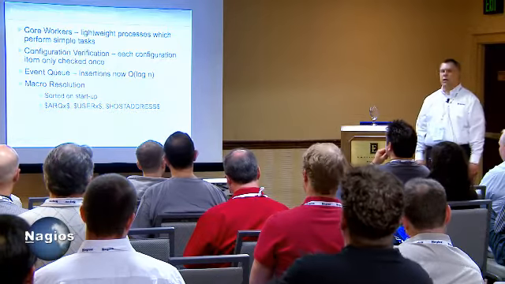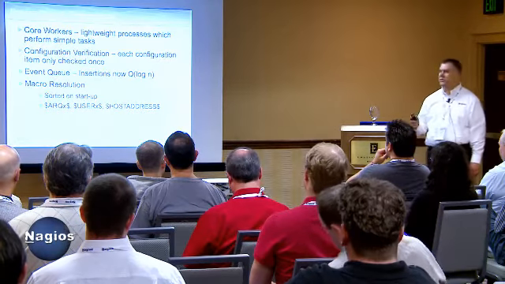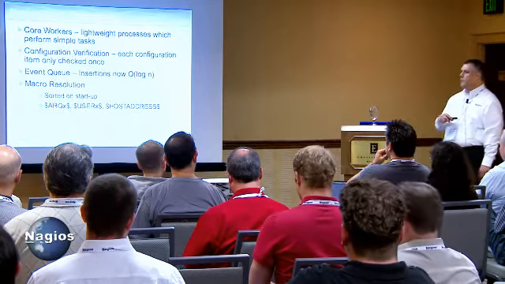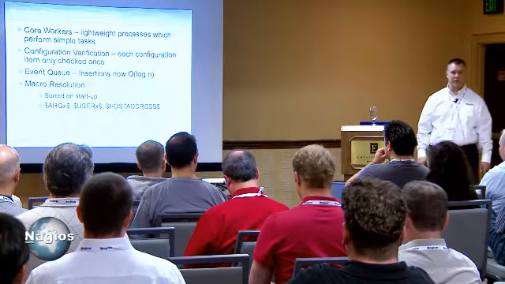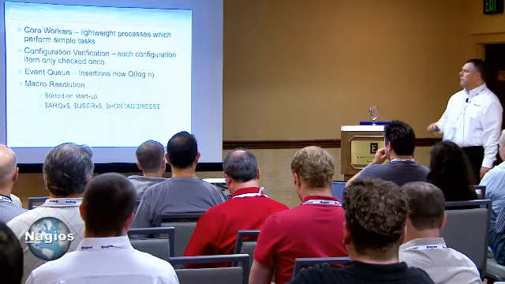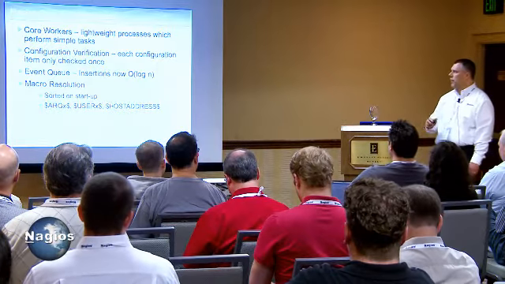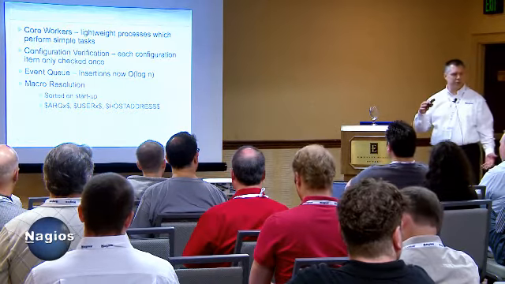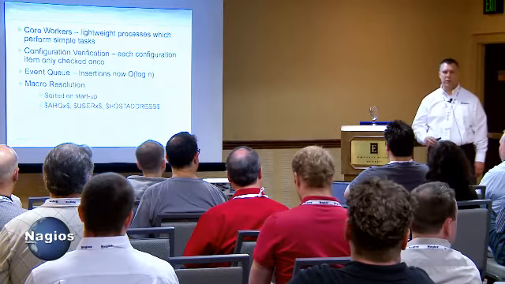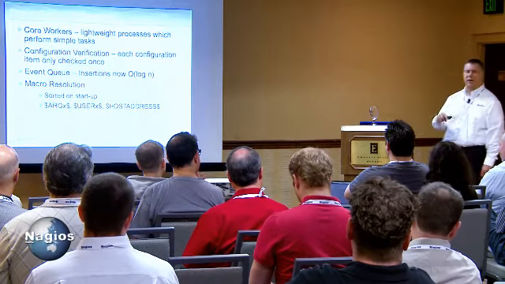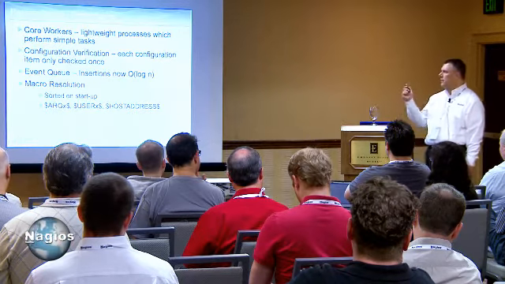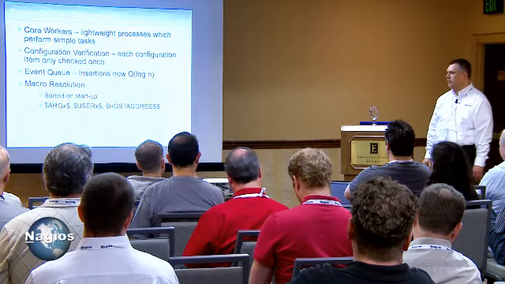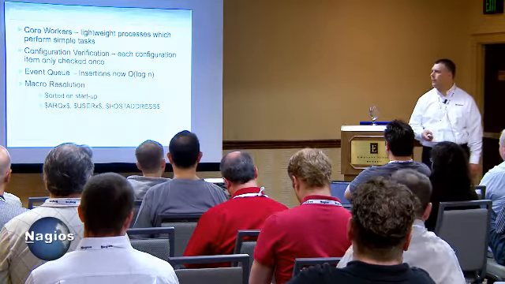The second area of improvement is in configuration verification. One of the tasks that Nagios Core does when it starts up is it verifies the configuration that you send it. And it used to be that as the number of objects you had grew, the time that it took to verify those objects grew as a square of that number. Now it's a linear function, so configuration verification happens much more quickly.